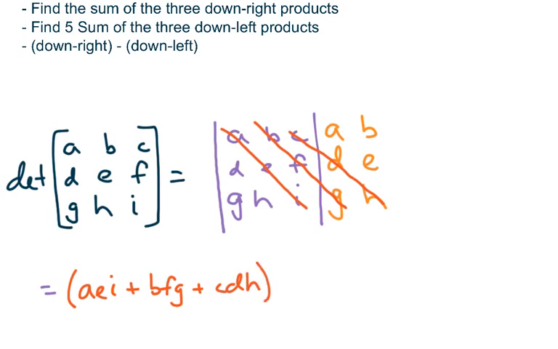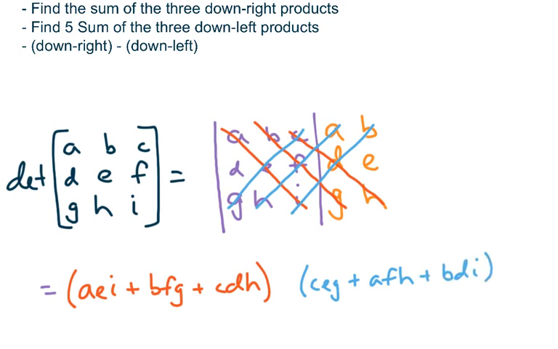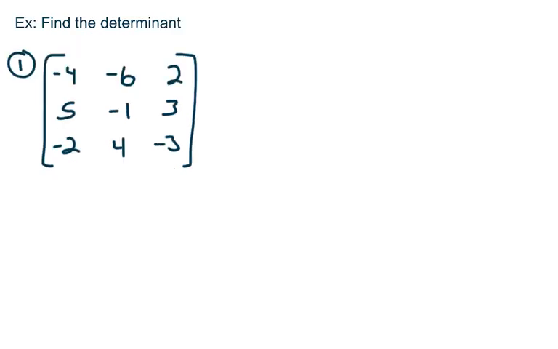Now I got to do my down left products. So I'm going to start with CEG. So I get CEG. And then I've got another one here, AFH plus AFH. And I've got a third one here, BDI plus BDI. There's my 3 down left products. And then I'm going to subtract them in the very end, and that will give me my 3x3 determinants. A little more complicated, a little more labor intensive, but still very, very doable. So let's try a couple here.